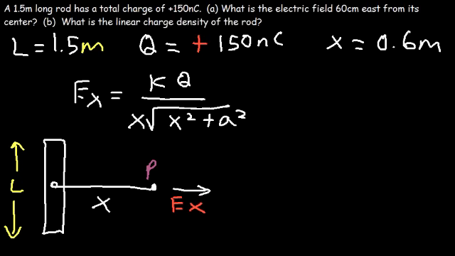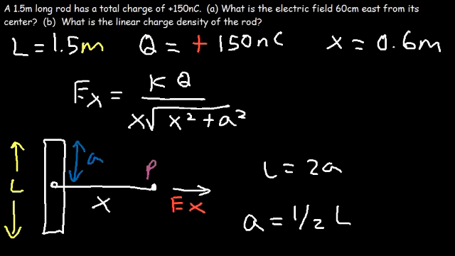The only value that we're missing is a. Now a is 1/2 of L, because L is 2a. So this portion right here is equal to a. So a is 1/2 of L, which is 1/2 of 1.5. 1.5 divided by 2 is 0.75. So now let's plug everything into the equation.